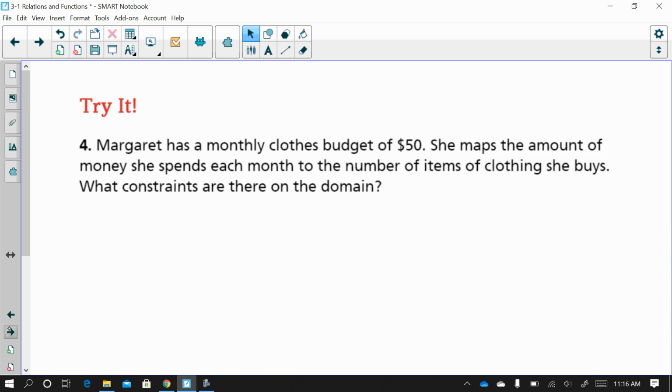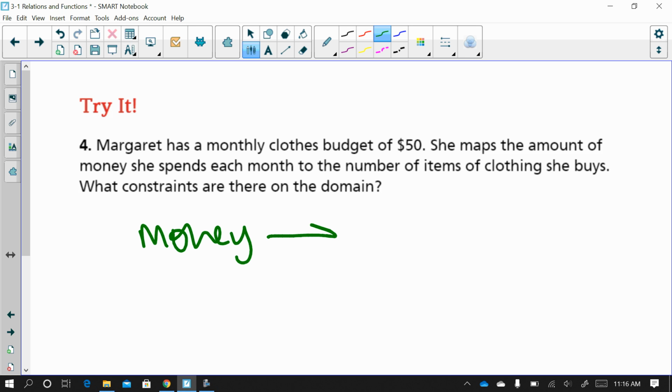All right, your turn. Pause the video and try this problem, please. Margaret has a monthly clothes budget of $50. She maps the amount of money she spends each month to the number of clothing she buys. What constraints are on the domain? I like to put this so the money, she's mapping it to the items of clothing.